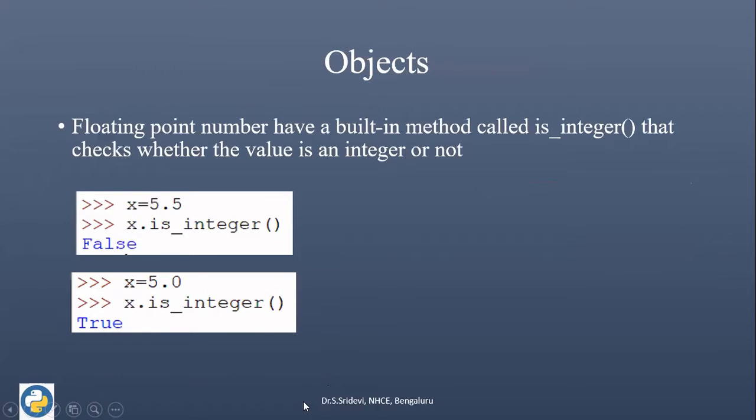Now let us see the method is_integer. The floating point number has a built-in method called is_integer, and this method tells whether the value contained in the floating point object is an integer or not. Let me declare the statement x = 5.5. When this statement is executed, the floating point object is created, the value 5.5 is stored in the object, and the reference to the object is stored in x.